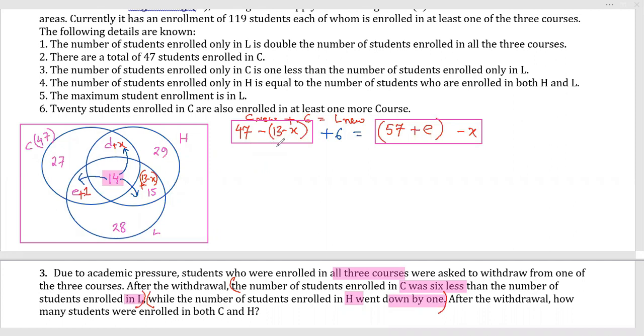47 minus 13 is 34. 34 plus 6 is 40, and this is 57, so it should be 17 on this side. Minus plus X, this is minus X, so twice X should be here and E would be here. Twice X equals 17 plus E. That is the relation that I can find after simplification. Now there are two variables, X and E.